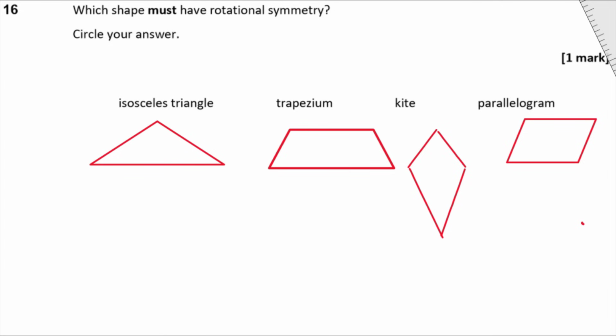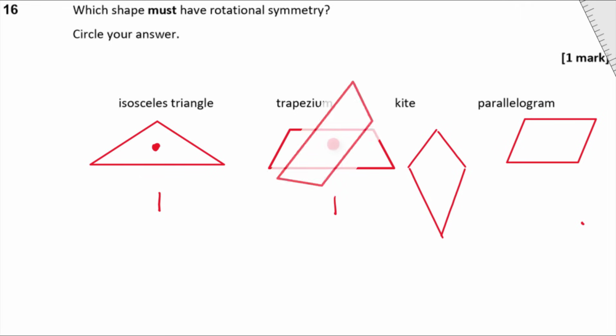So which shape must have rotational symmetry? Now the isosceles triangle is not going to lay on top of itself when you rotate it. When you're looking at rotational symmetry, you've got to imagine that you can put a pin in your diagram and spin it around. And which ones are going to look the same as you turn it 360 degrees around. Now the isosceles triangle is going to have rotational symmetry of order 1 because it isn't going to look the same until it gets all the way back to where it started from.